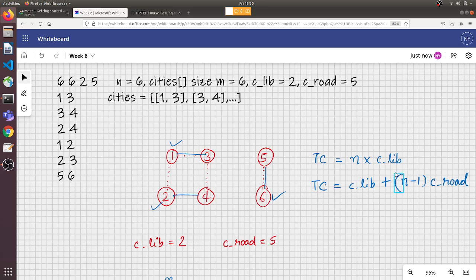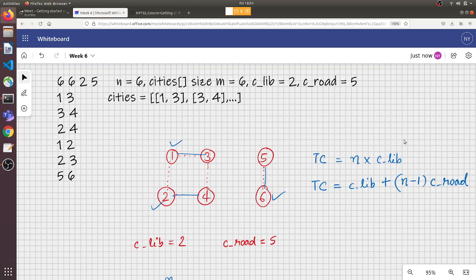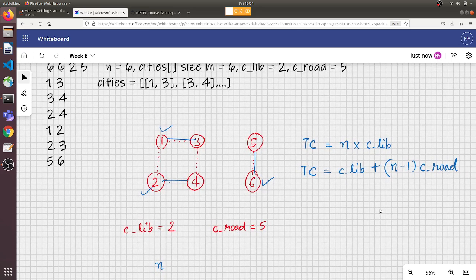So now it is quite clear that if CRoad is greater than CLibrary, then this will always be the smaller value. Therefore, whenever CRoad is greater than CLibrary, the answer is n times CLibrary. We construct a library in every city, right? Is it clear to others and everyone?